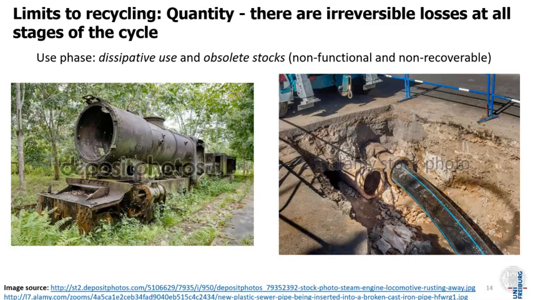One problem in the steel cycle is that we have limits to recycling. There are irreversible losses at all stages of the cycle. For example, we have dissipative use. Some steel products rust away. Some products turn into obsolete stocks. They are non-recoverable, for example, pipes buried deep underneath other buildings or infrastructure. It's too costly or sometimes not possible to recover. So we have some losses here.